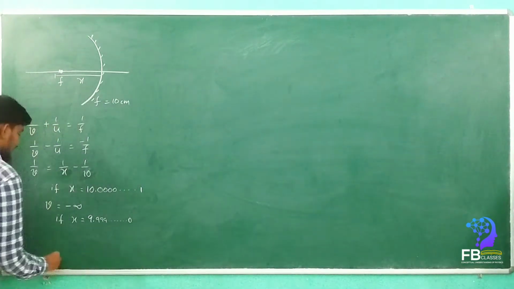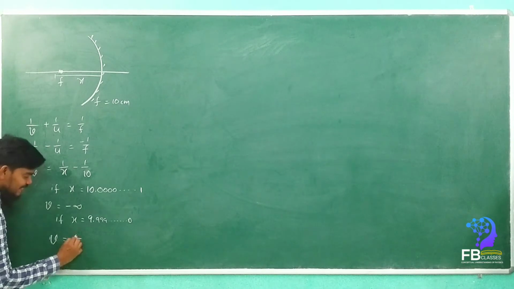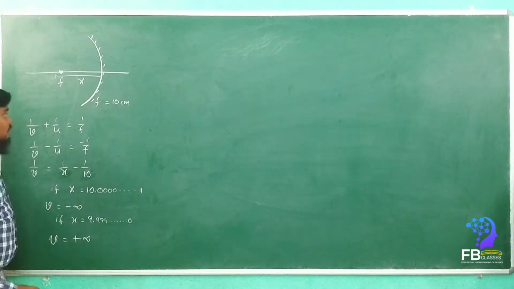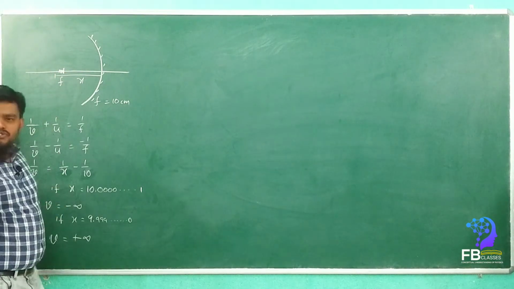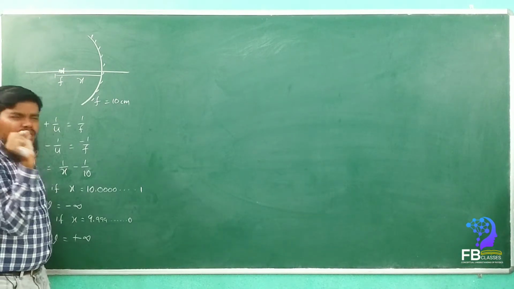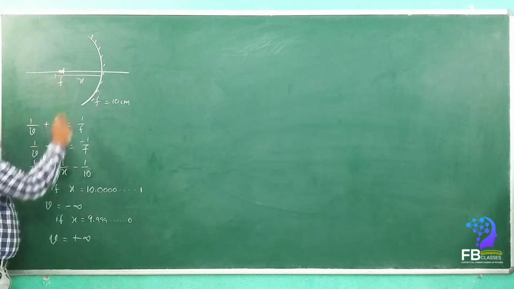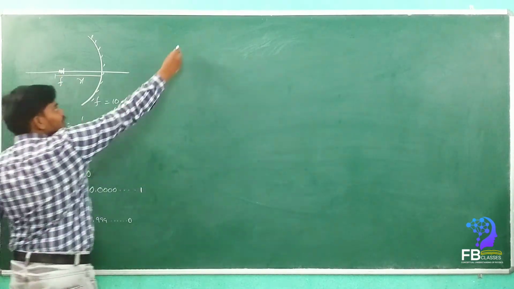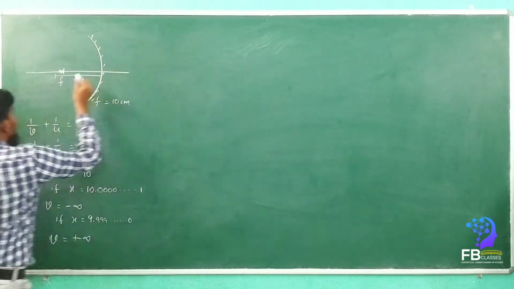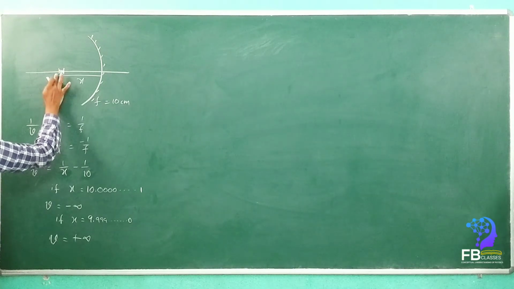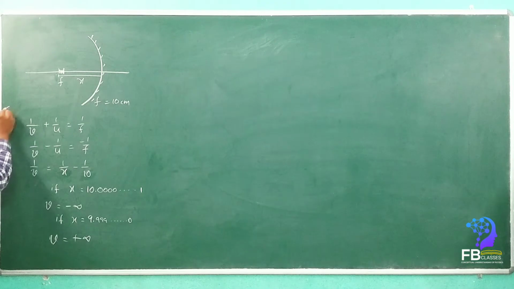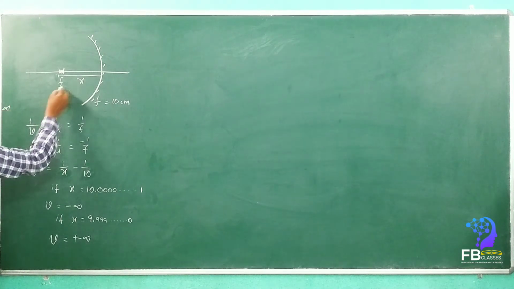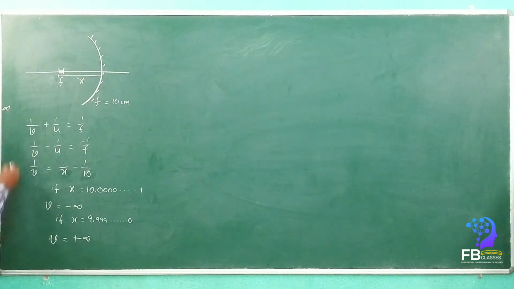Very good. The v value will come as plus infinity. So that means when the object is placed just a small value after the f, where is the image formed? The image is formed at plus infinity somewhere else here. So when the object is placed just beside the f, the image is formed somewhere here, at infinity. Yes or no? It will form at minus infinity.